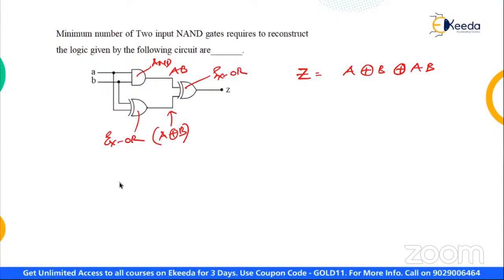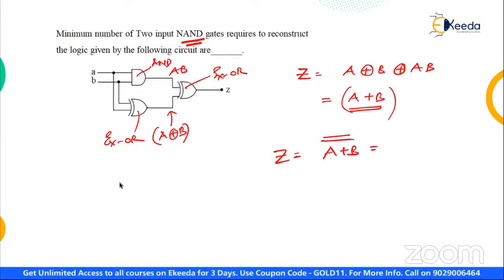And if you remember, I have taken one DRDO question on the same, okay? And this is simplified as A plus B. Nothing else, okay? So obviously, if you want the A plus B expression using NAND gates, you will require three NAND gates. Obviously, you will require three NAND gates. How to do that? Z is equal to A plus B.